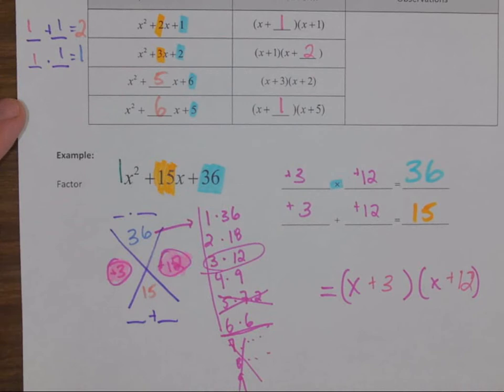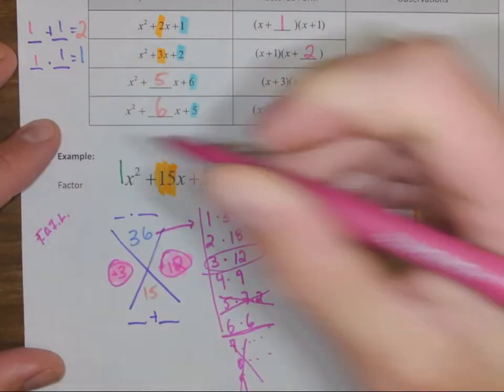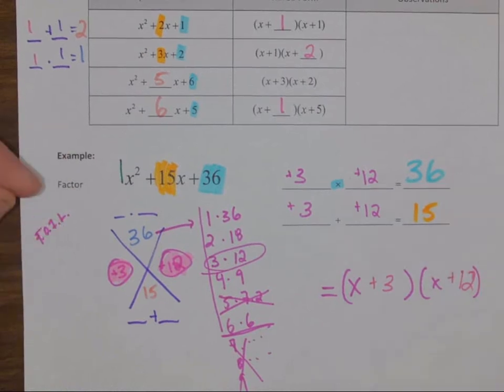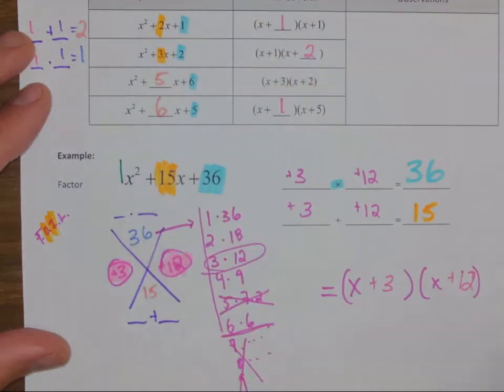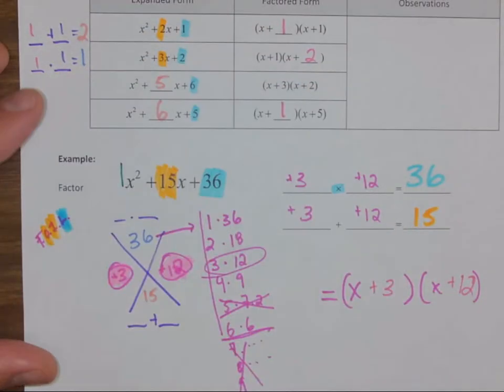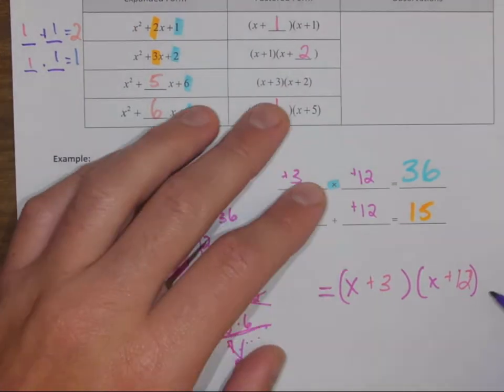3 plus 12 is 15, and 3 times 12 is 36. So we're basically doing the opposite of FOIL. Now we're trying to figure out the two numbers, the O and the I, that add together to give us 15, and the two lasts that multiply to give us 36. So there we go. Now from that, we could really graph that.